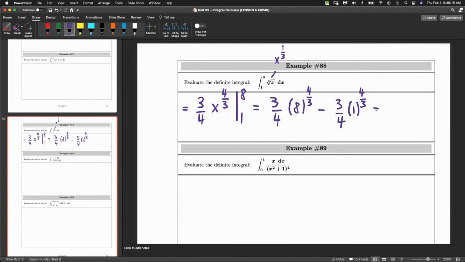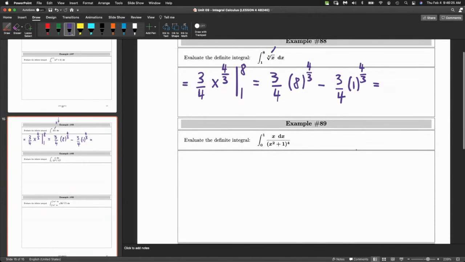All right, so at this point here, you can just use your calculator. So that's 16. 16 times 3/4 is 12. And 12 minus 3/4 is eventually the answer.